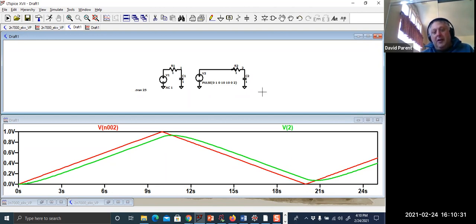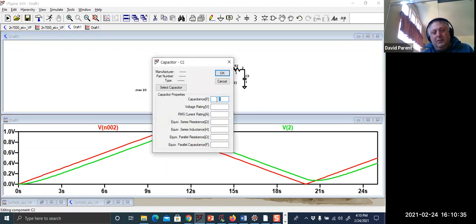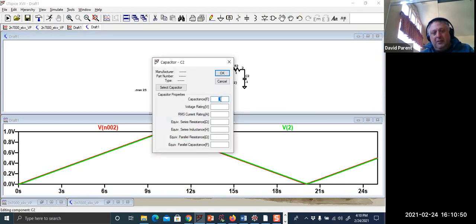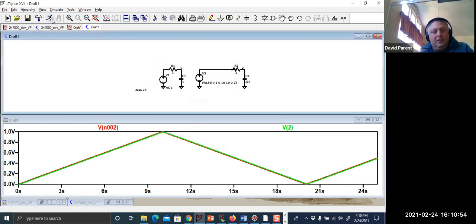Now if I made tau smaller or omega naught higher, it's getting very close to the shape. And then if I made it even smaller, tau smaller or omega naught smaller, you practically can't tell the difference.